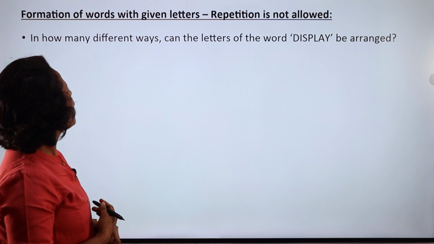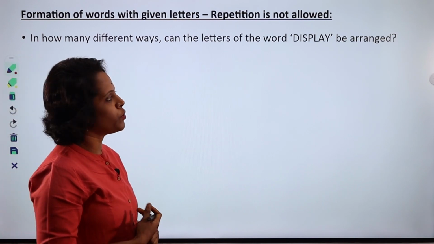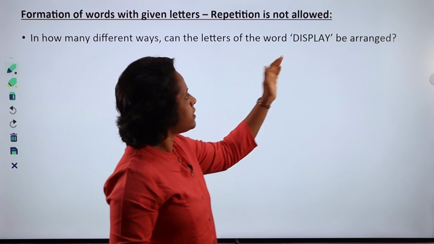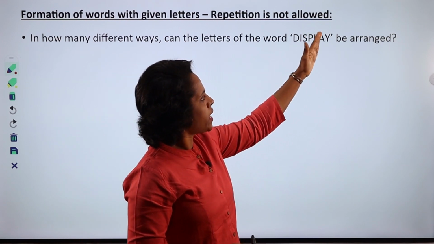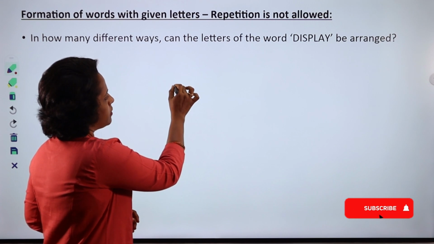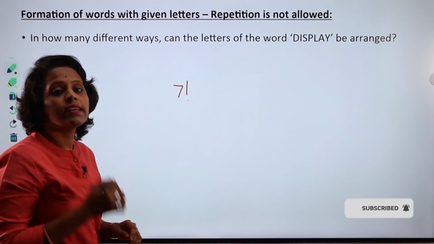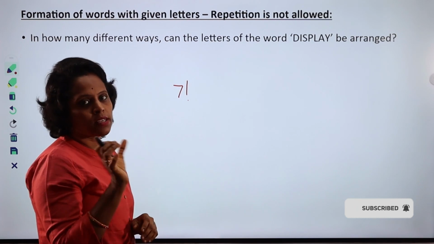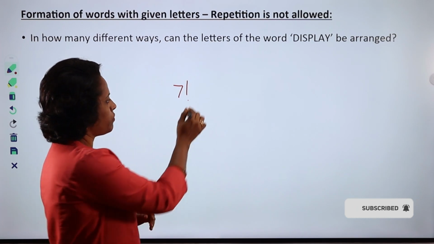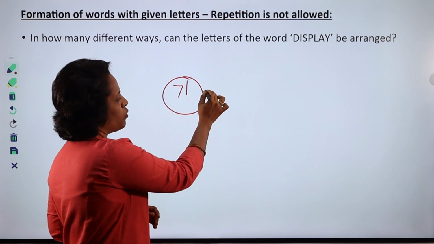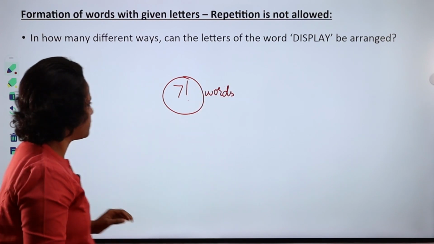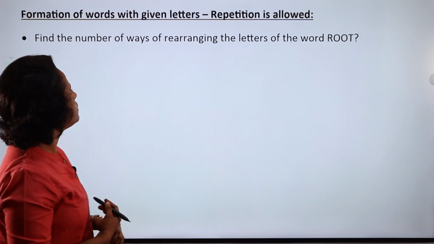The next question, in how many different ways can the letters of the word display be arranged? Display. How many letters do we have? 1, 2, 3, 4, 5, 6, 7. So, your answer is 7 factorial. The total number of letters in the word display are 7. So, we go with 7 factorial words. This is your answer.